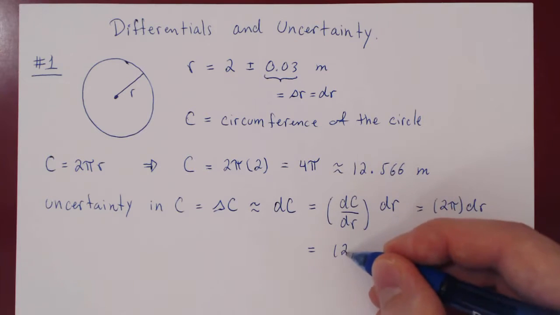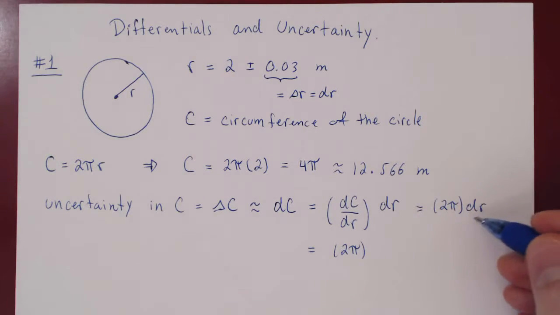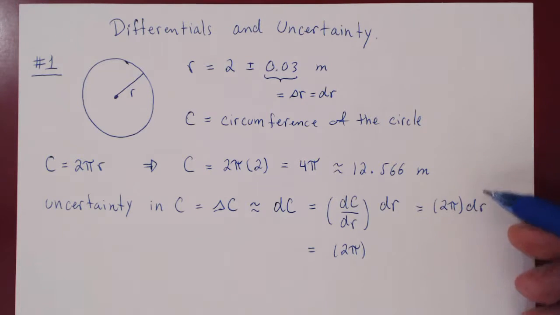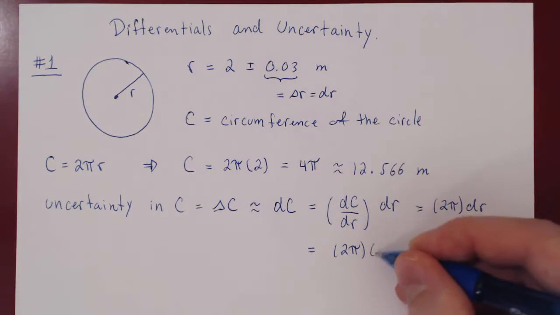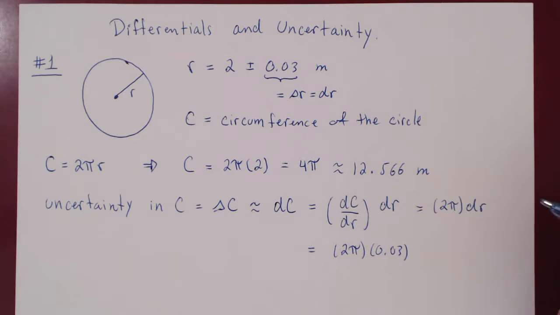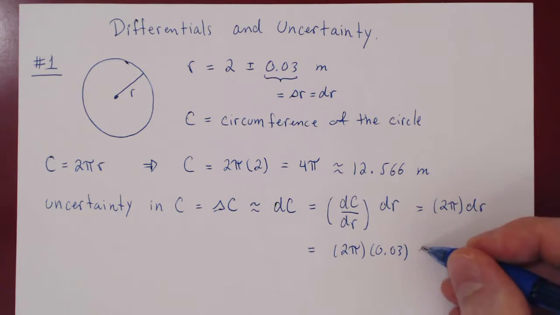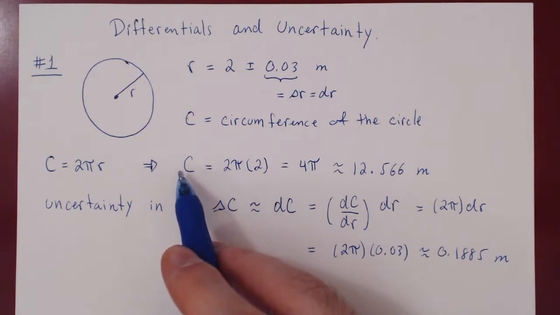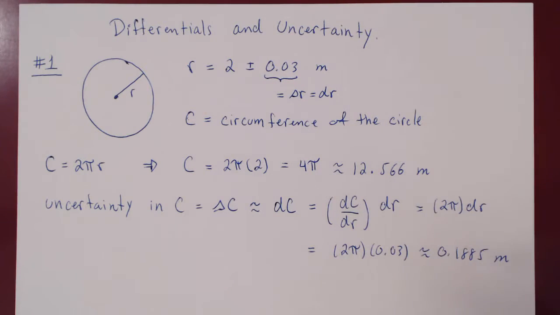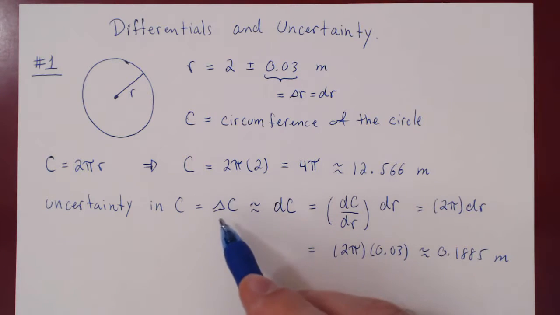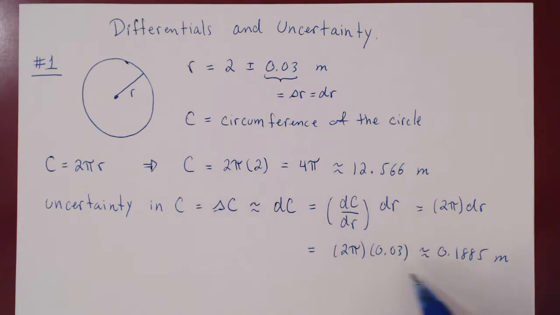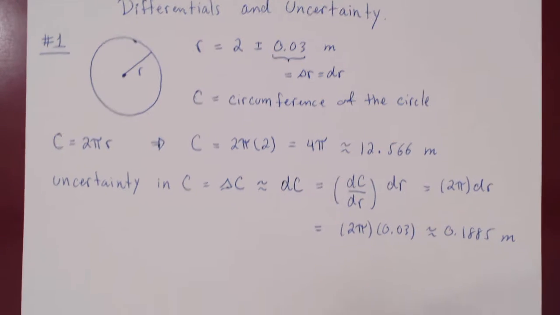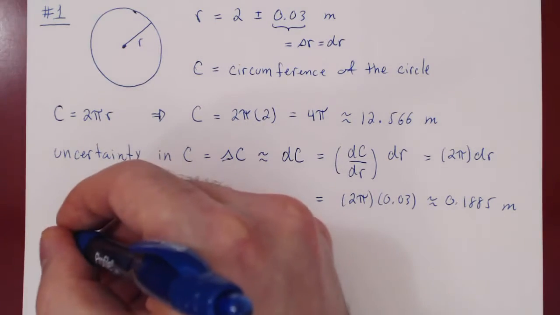And now we evaluate. 2 pi is a constant, that's 2 pi. dr is the change in the radius, the uncertainty in the radius, and that uncertainty is 0.03. If you compute 2 pi times 0.03, you get approximately 0.1885 meters. And there you have it. You have found the circumference to be approximately 12.566 meters, and the uncertainty is approximately the differential, about 0.1885 meters. And now we have our final answer. We have found the circumference of the circle with uncertainty.